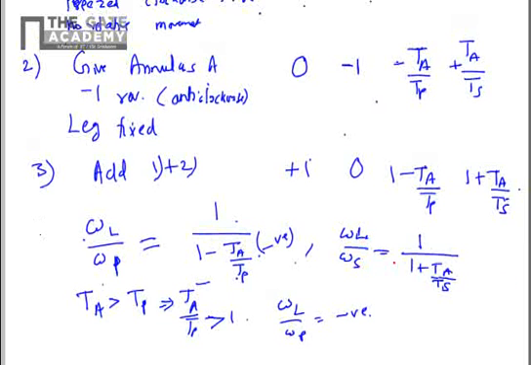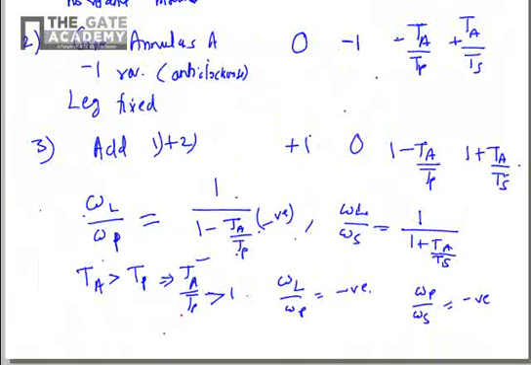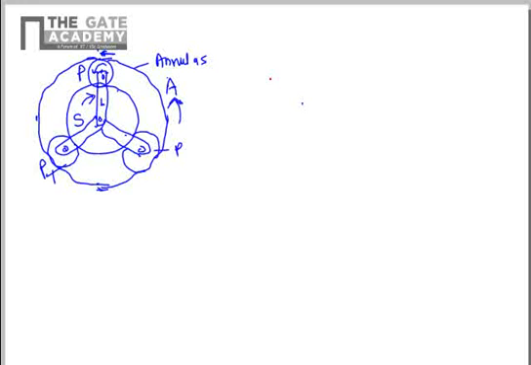The direction of rotation of L will be same as S. The direction of rotation of planet with respect to Sun is anyway negative, because you can see here, if everything is fixed, Sun is rotating clockwise, planet will rotate anti-clockwise. So this is a general derivation when annulus is fixed and all the three components, the leg, the Sun and the planet, are moving. There is another method for determining the ratio of the speed of shaft of the leg with respect to the speed of either planet or the annulus.